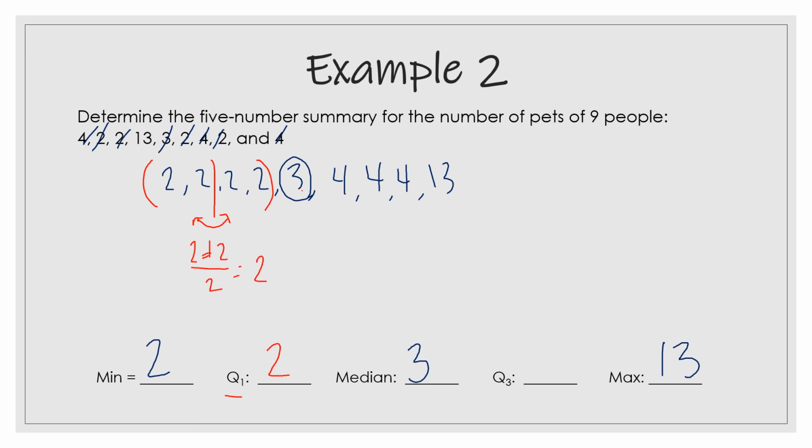All right, then the upper half of the data would be 4, 4, 4, and 13. So the middle of that half of the data would be here, in between 4 and 4. So that would just be 4.